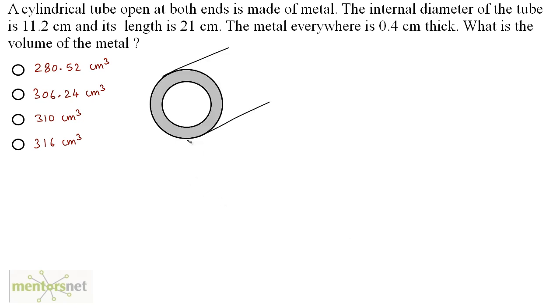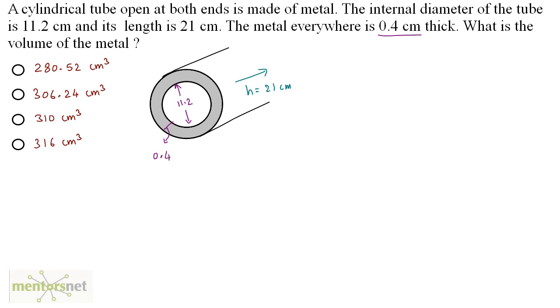So this is your metallic tube, which is hollow from the inside, and this gray portion is the metal. Now you have been given the length of this metallic tube as 21 centimeters. Now this tube is basically a cylinder, so I can say that length is basically the height. So height is equal to 21 centimeters. Now you have been given the internal diameter of the tube. So this distance, that's 11.2, is given to you, and you have been given the thickness of the metal, and that will be this distance, and this distance is 0.4 centimeters. The metal is 0.4 centimeter thick.